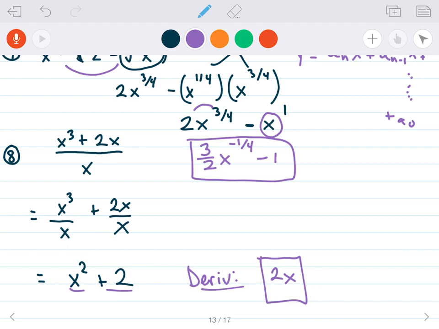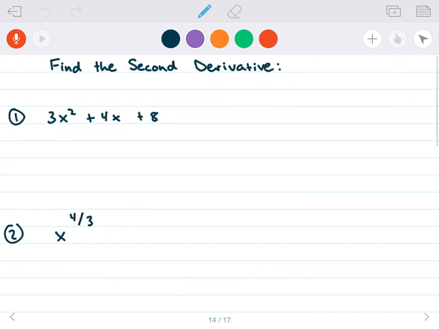Let's see how we're doing on time. I think I'm going to keep going. All right. I think there's a question or two on your homework about finding the second derivative.